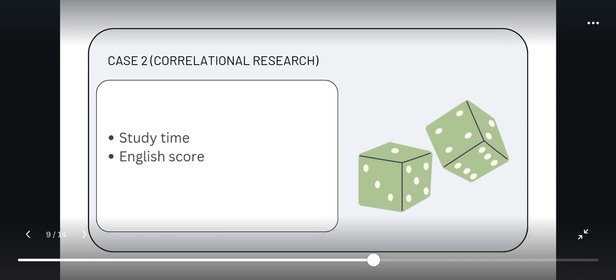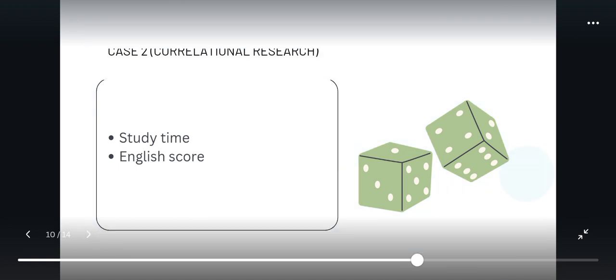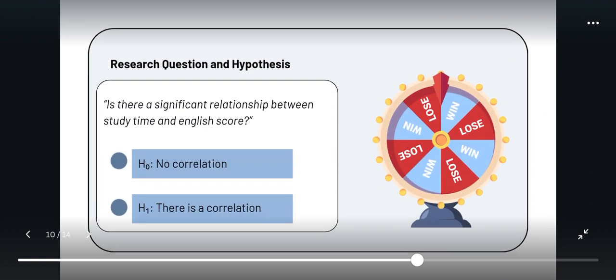And after explaining the experimental research, I will now move to case 2, which is correlational research. The study examined the relationship between students' study time and their English scores. The research question here is: is there a significant relationship between study time and English score? The hypothesis states the null hypothesis: there is no significant correlation between study time and English score, while the alternative hypothesis: there is a significant correlation between the two variables.